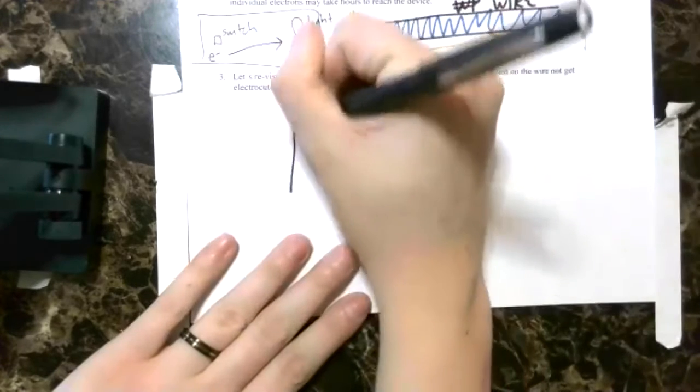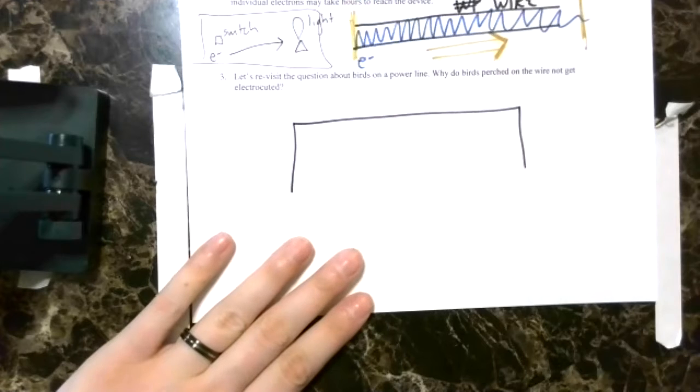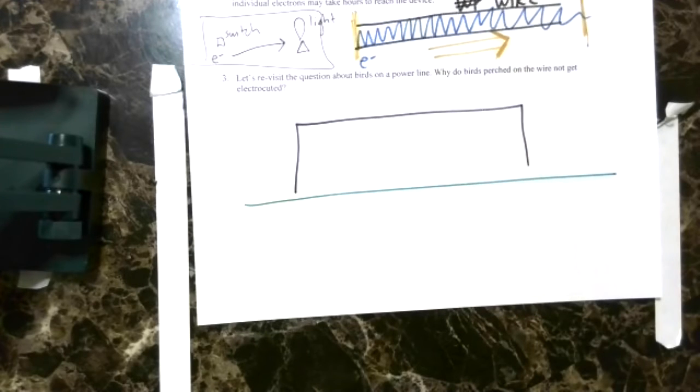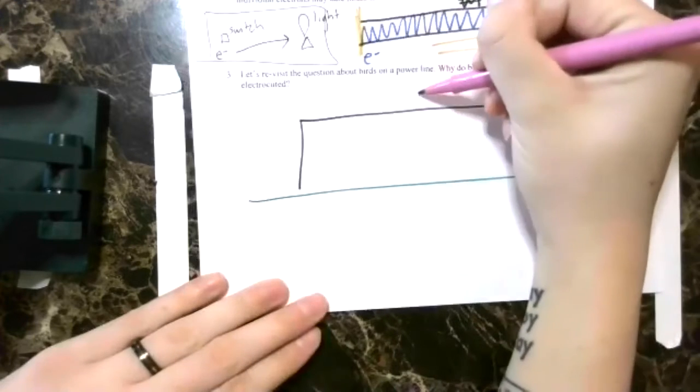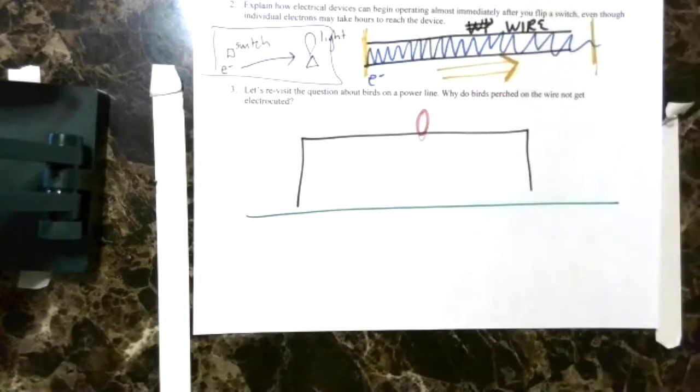Okay, last question. So I wanted to revisit the birds on the power line. I'm gonna draw a little picture. So a bird is just on the power line. Why doesn't it get electrocuted? And in what scenario would it actually get electrocuted?